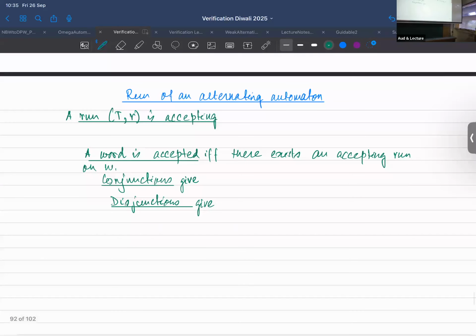Now, when shall I say that a run is accepting? Now you see that a run can have infinitely many paths, right? It's a tree, and of course some paths of the tree can be finite, but in general it's also possible that many of the paths can be infinite. And how many paths can be there? There can be infinitely many paths, right? And we are saying that a run tree is accepting. When will it be accepted? If all the paths are satisfied.